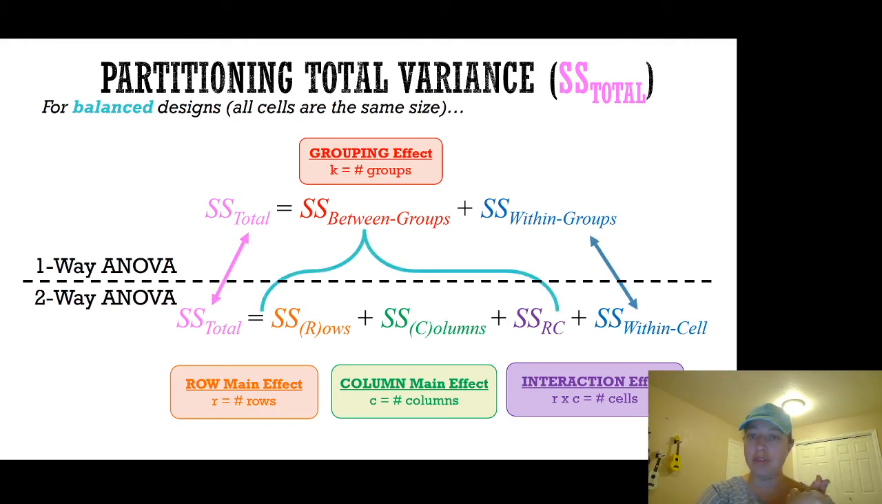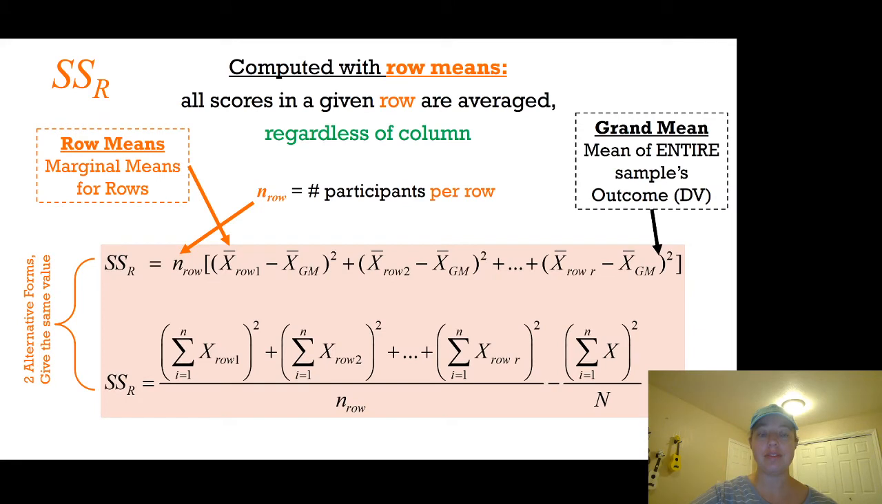We still have a total, we still have within, but we have three effects instead of one effect. Now, the next few slides, there are a lot of formulas, and you don't need to memorize these, but I wanted to point out some things here. To do the sum of squared for the rows, if we look at these formulas, there's two different ones. The top one is the one we usually use if we're doing it by hand.